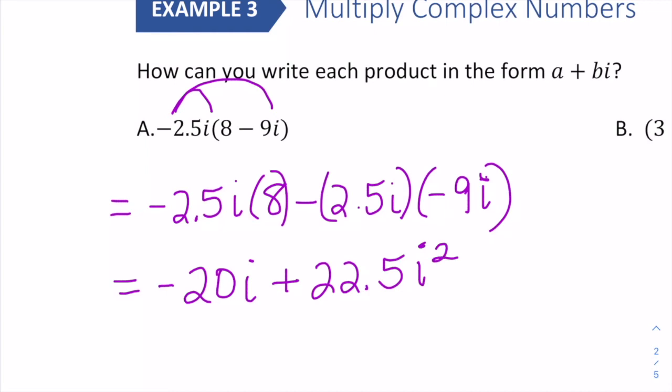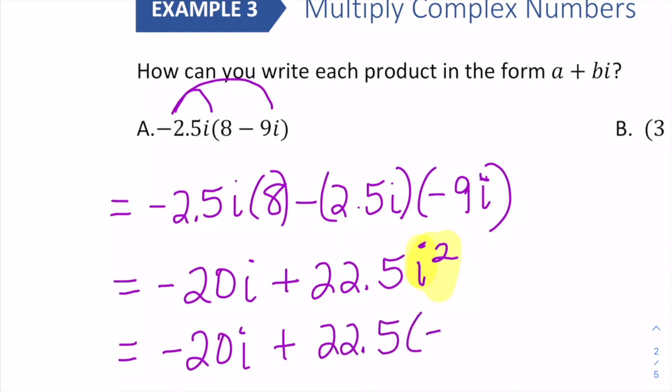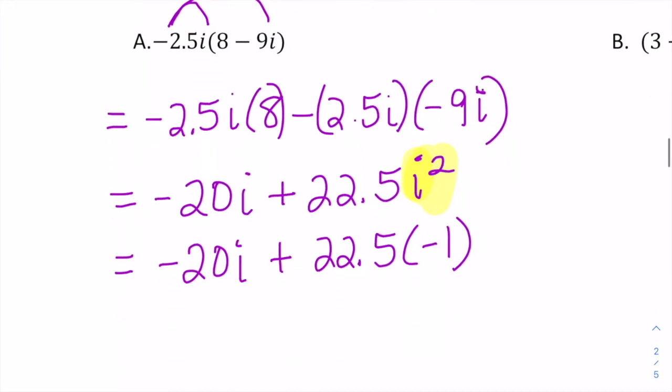And remember, we said i squared was equal to negative 1. So this is going to be negative 20i plus 22.5 times negative 1. So we get negative 20i minus 22.5. Now just be careful because this is not in complex form.